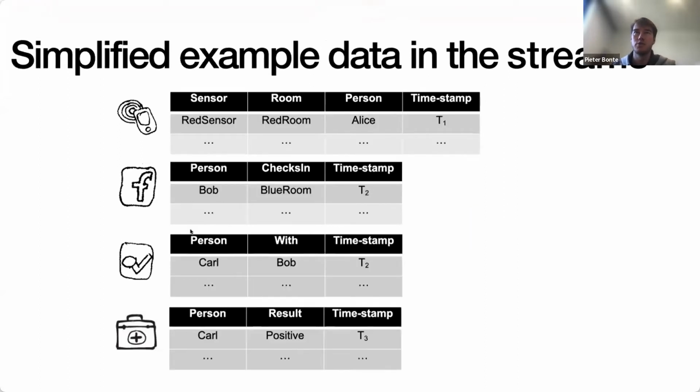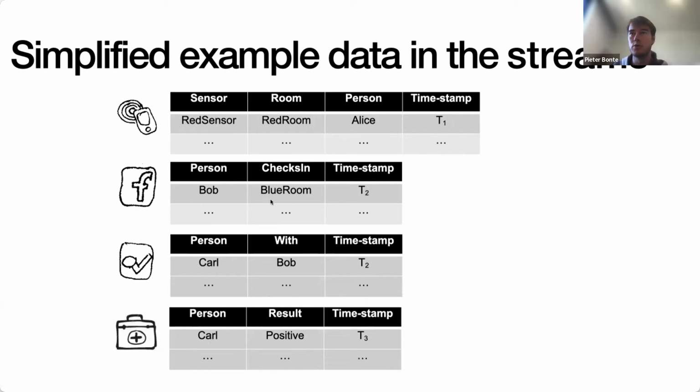Now, to simplify a few things, I will just explain the data in table form and then also in RDF. So for example, for the RFID sensor, basically we just know which sensor it was that has detected a person, in which room they are, and which person has been detected, because each person has their unique RFID tag. For the Facebook check-in post, we know which person did the post and where they checked in. For the contact tracing, basically we know who is with whom. And then for the hospital or the lab test result, we know which person had a positive or a negative result.